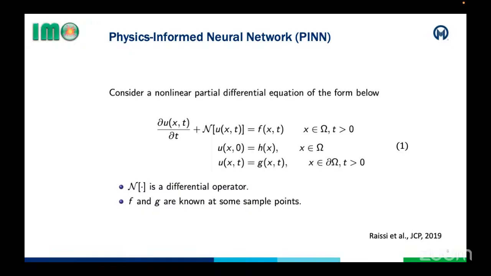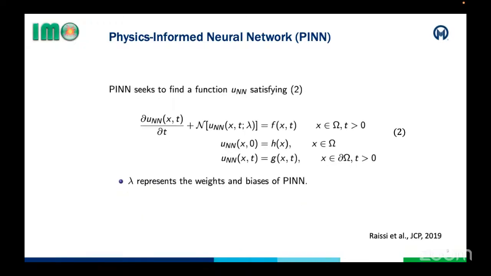So that N could just be a differential operator. And then you have this F and G that is known at some point. So what PINN actually solves for is this other equation, whereby U sub NN is the output from PINN, but then it is solving equation 2, not equation 1.